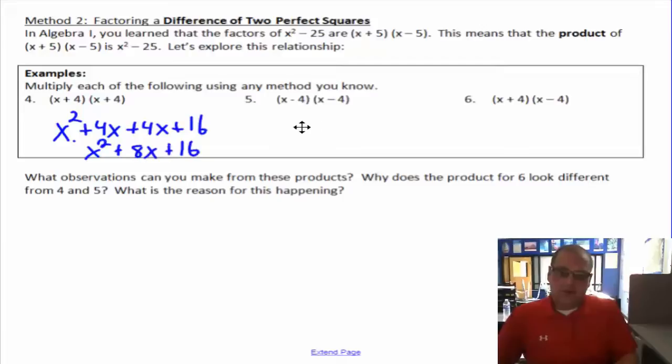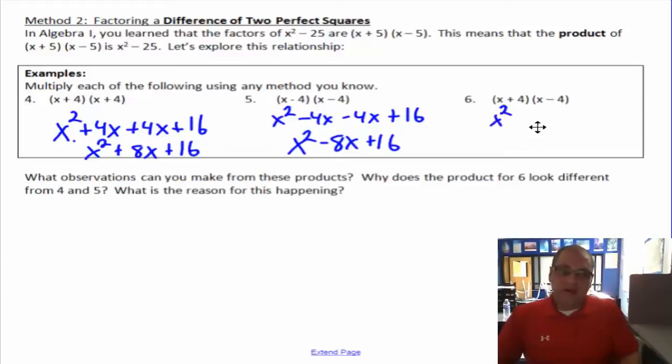X minus 4 times x minus 4 is x squared minus 4x minus 4x plus 16, and you guys should know this already. That's why I'm kind of going fast. And then x plus 4 times x minus 4 is x squared minus 4x plus 4x minus 16. The 4x and the minus 4x are a zero pair, so that goes down to nothing, and you're left with just x squared minus 16.